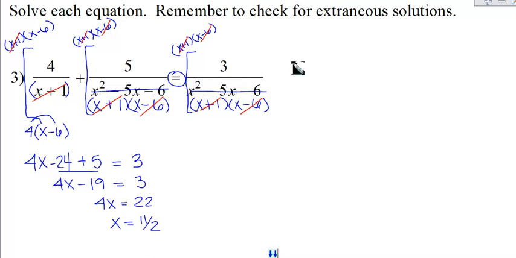Now, don't forget to check for those extraneous solutions. I can do this by looking at my common denominator. My common denominator had two different parts, x plus 1 and x minus 6. Both of these need to be set equal to 0 and solved. My first excluded value is negative 1, and my second is positive 6. 11 halves is not either one of these excluded values, so I'm fine to go ahead and circle it.